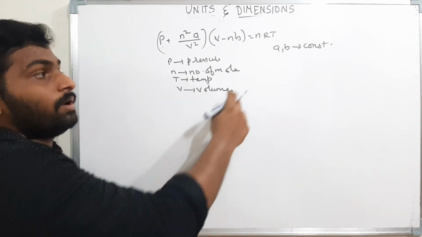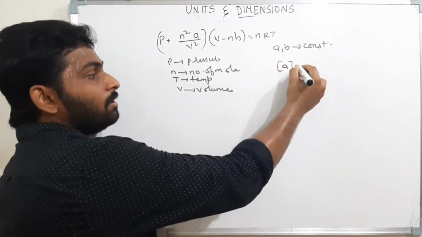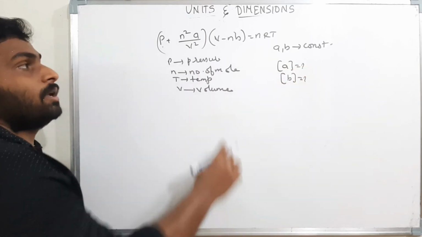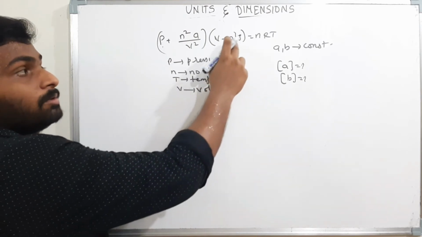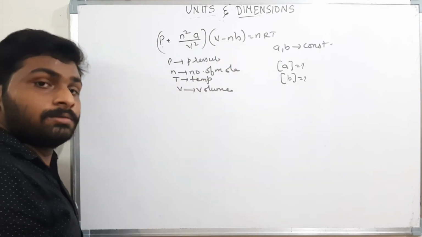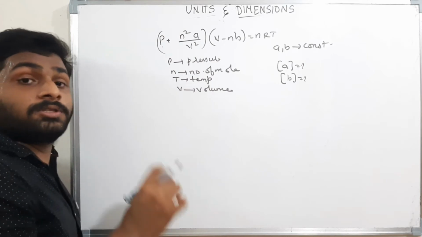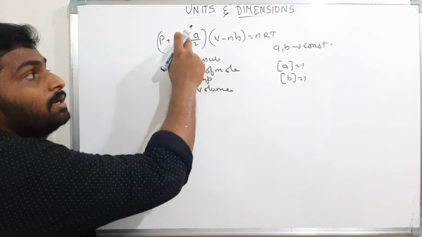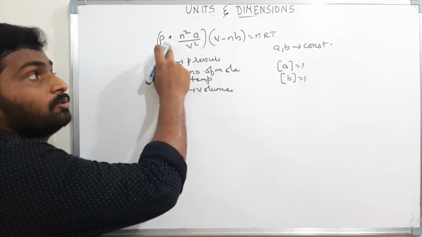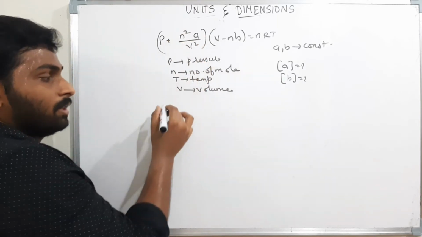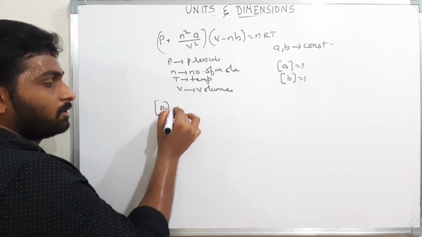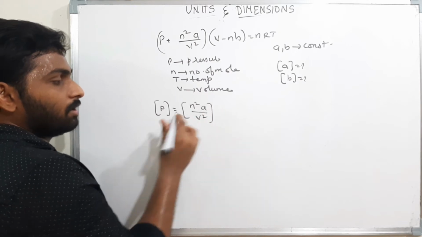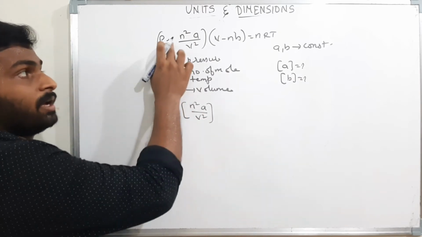They told us to find the dimension formula for A and for B. Now how can I find the dimension formula for A, and for B? Think. I can solve it using the principle of homogeneity. Here I am adding two terms, P and n²a/V². Therefore, if I am adding, these two dimensions must be the same. The dimension formula for P must be equal to the dimension formula for n²a/V². If the two dimensions are the same, then only I can add them.